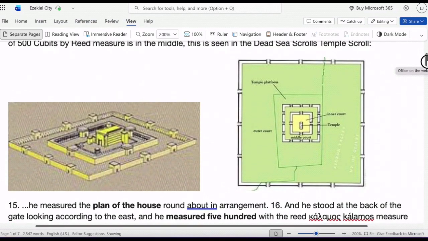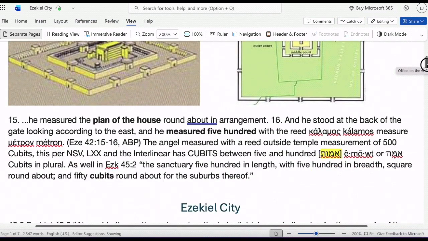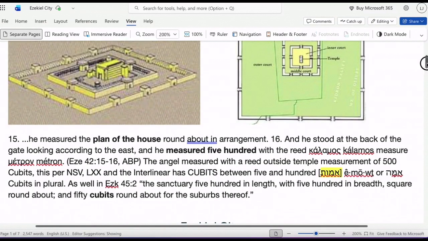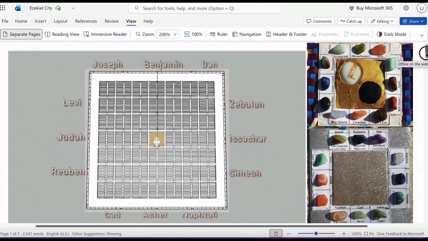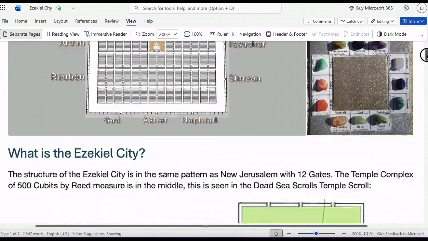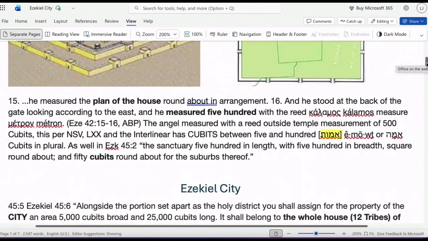And the Dead Sea Scrolls, their view was the same. Okay, now he measured the plan roundabout. Okay, so then what we're going to discuss is this here in the center, what we call the temple complex. And it is measured by a reed, and it is 500 cubits. And he measured the plan of the house roundabout in arrangement. That's around the temple complex.